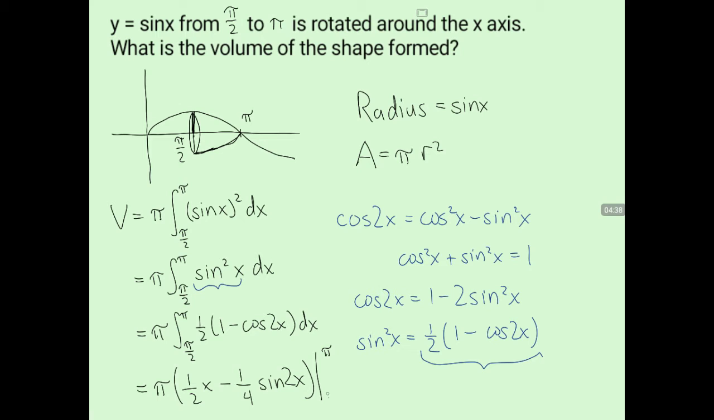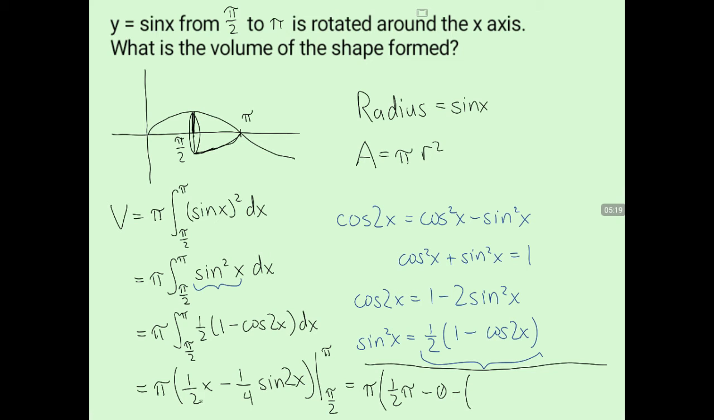evaluated at pi and pi over 2. If we continue this on and evaluate this definite integral, what we are going to get is pi times 1/2 pi minus 1/4 sine of 2 pi. We know sine of 2 pi is 0, so that doesn't really matter. And now we subtract this evaluated at pi over 2.